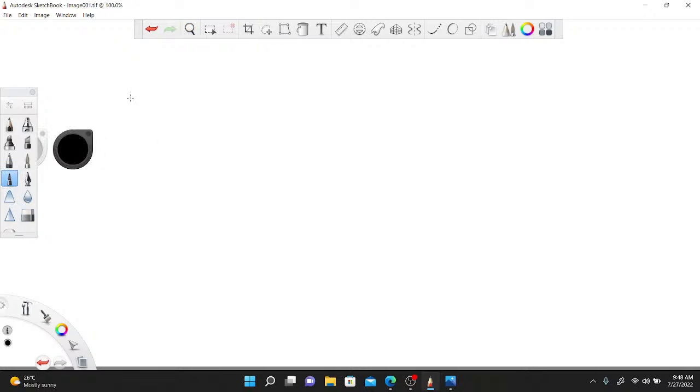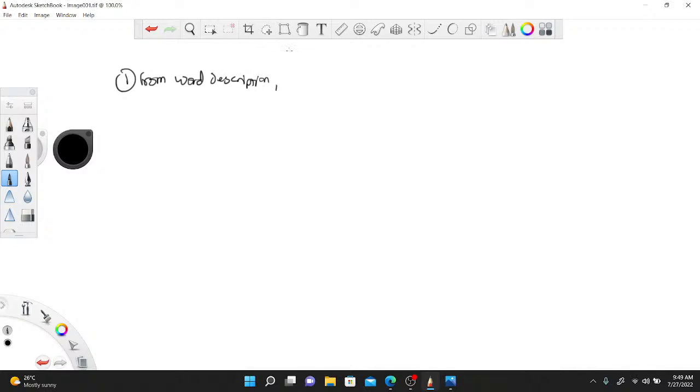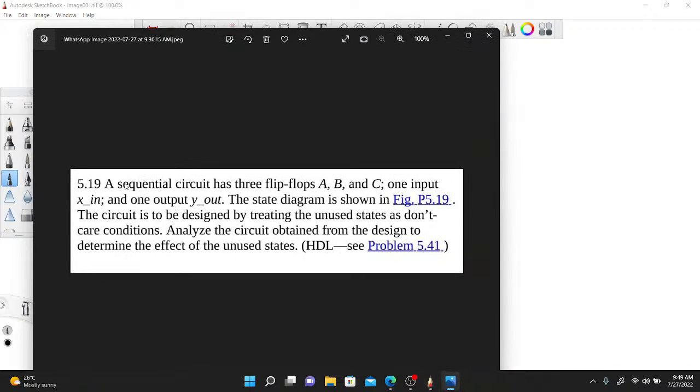Right. So the first step is that from your word description, or from your question, or from your story, derive a state diagram. Produce a state diagram, draw a state diagram, whatever you want to call it, right? So from a word description, the question we're about to solve was this: a sequential circuit has 3 flip-flops. We'll read the question, and from this we'll be able to determine a state diagram.